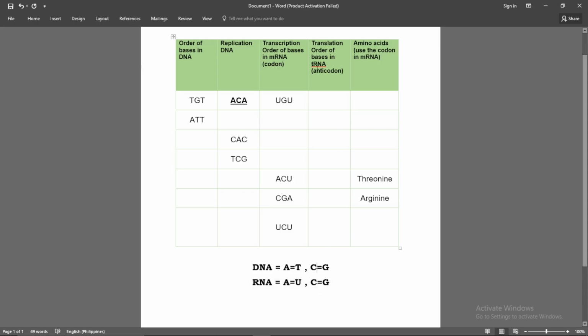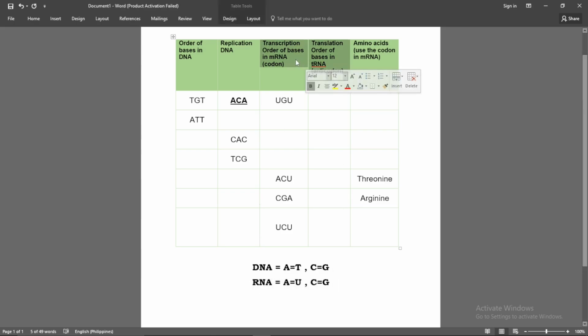For the fourth column, the translation order of bases in tRNA or the anticodon, we will be using the RNA formula, since of course it's tRNA and mRNA. So these codons will be using the RNA formula. So U corresponds to A. G, of course, corresponds to C. And U corresponds to A again.